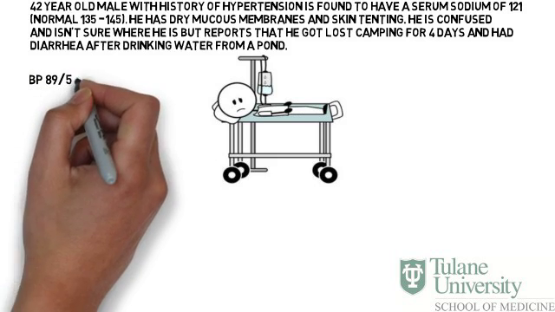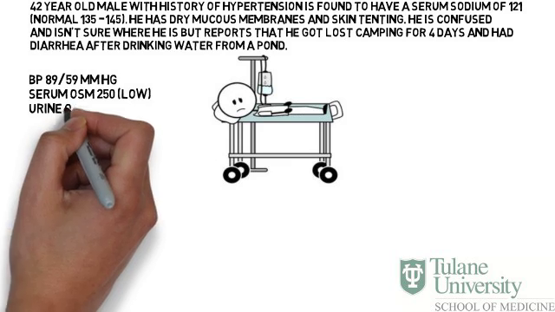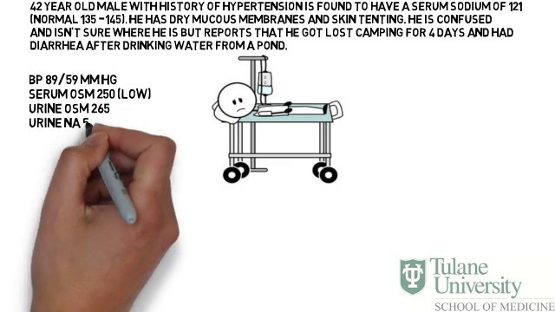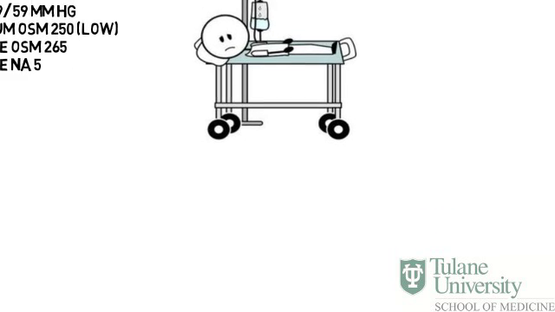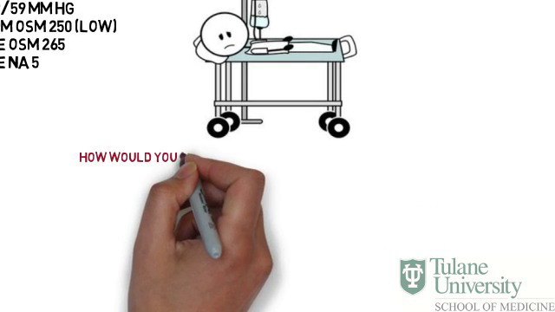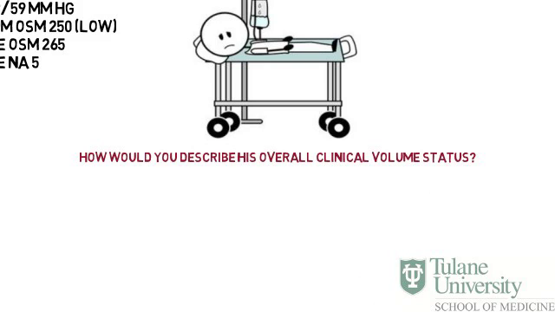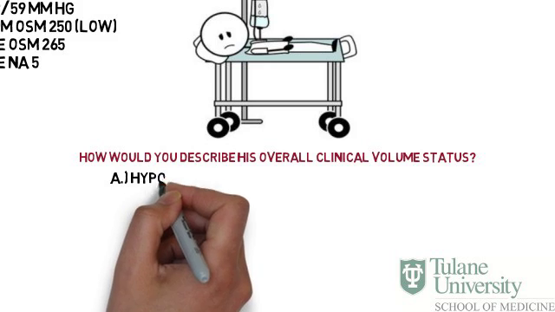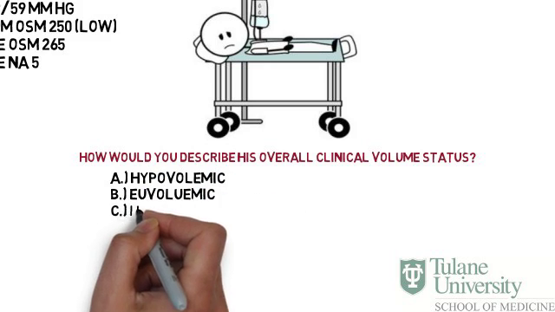Alright, so next, his blood pressure is found to be 89/59 with serum osms 250. His urine osmolarity is 265 with a urine sodium of 5. How would you describe his overall clinical volume status? You see A, hypovolemic, B, euvolemic, or C, hypervolemic. So this one should be pretty straightforward.